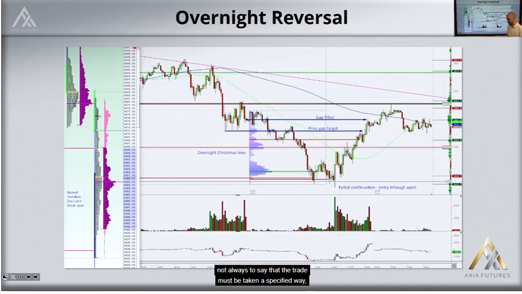So it's not always to say that the trade must be taken a specified way and will always work. Even when it doesn't work, the objective works. You do get the gap fill, and it's about then recognizing how you can play that, how you can make that trade work. That's the bit that you're interested in this.